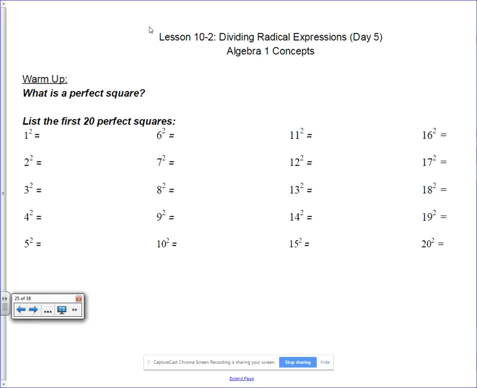All right, folks, so what's a perfect square? A number whose radical is whole. Perfect. Should have no problem filling that in there.